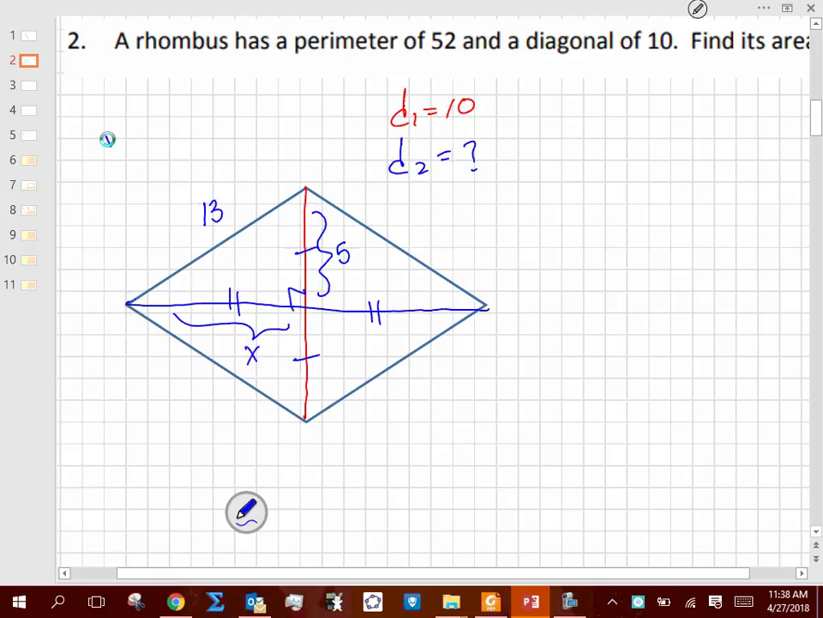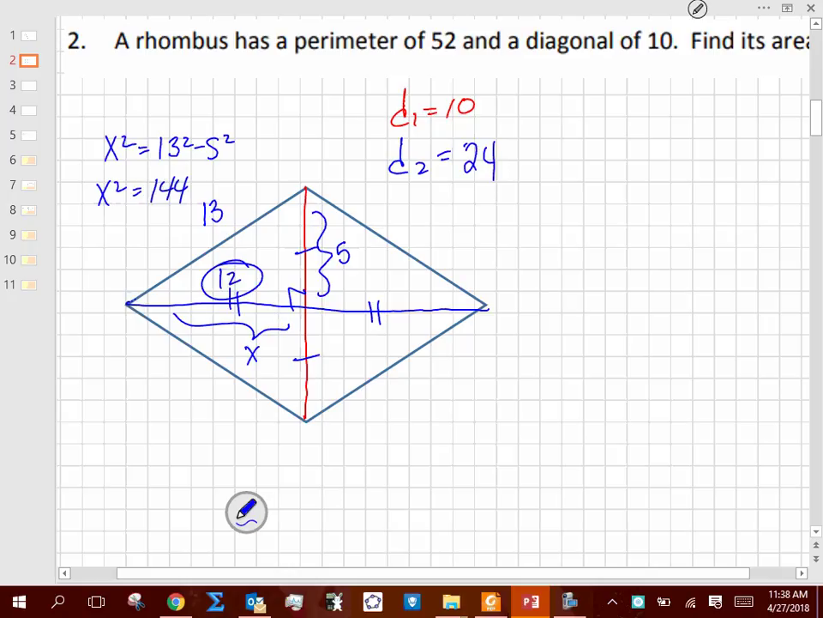Would you guys agree that x squared is going to equal 13 squared minus 5 squared? So it gives me x squared is equal to 169 minus 25. That's 144, right? So x is 12. All right, 5, 12, 13, that's it. That's a common Pythagorean triple. So if that little distance x is 12, what is diagonal number 2?